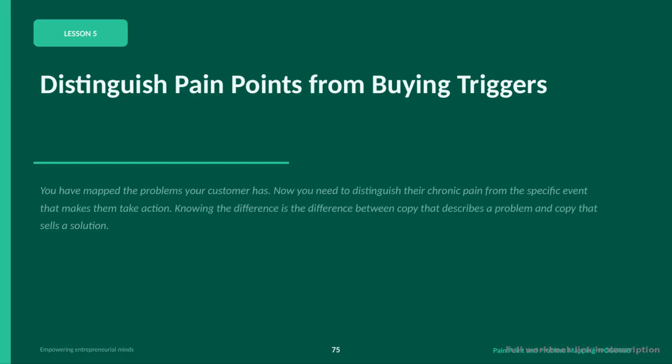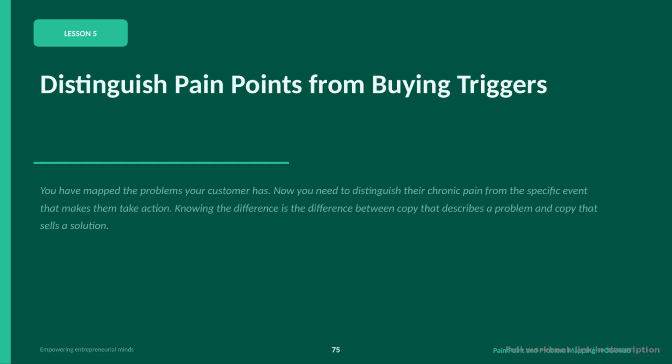Lesson 5. Distinguish pain points from buying triggers. You have mapped the problems your customer has. Now you need to distinguish their chronic pain from the specific event that makes them take action. Knowing the difference is the difference between copy that describes a problem and copy that sells a solution.